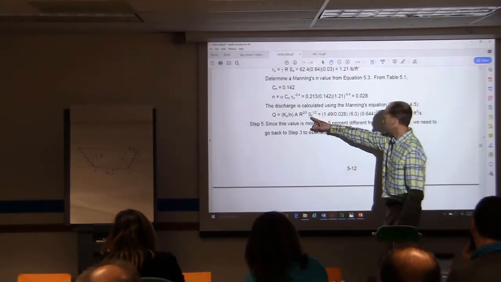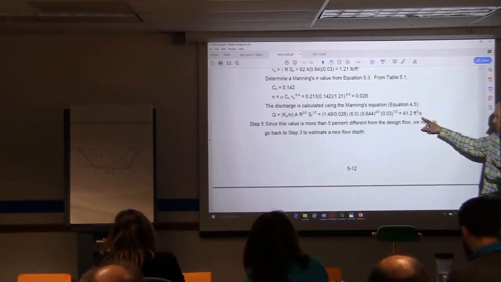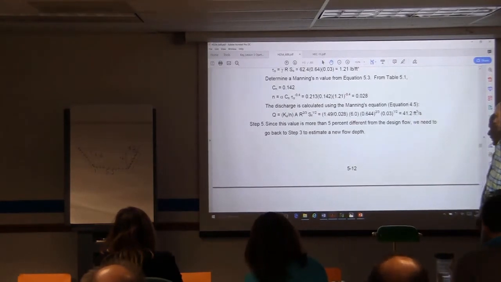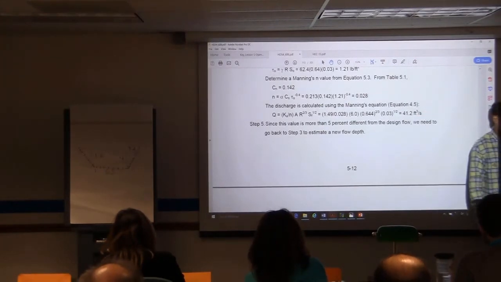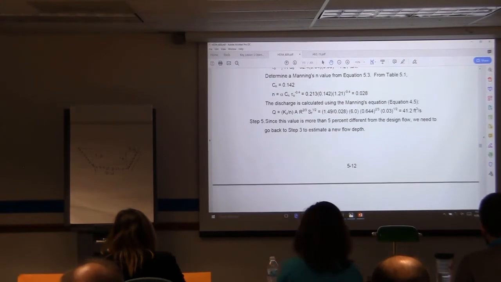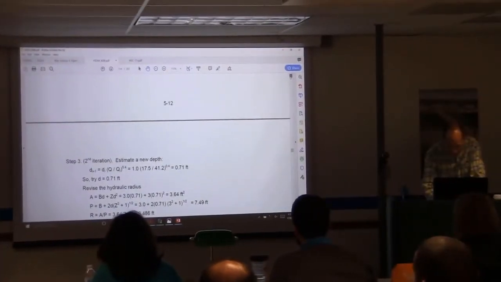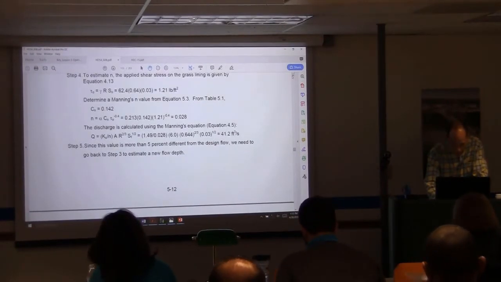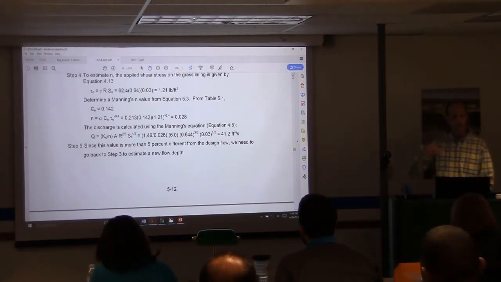And then we go through and calculate our Q, which we had to guess at because we guessed a flow depth, and we come up with 41.2 cubic feet per second. So this was based on our guess of water depth, and we need to compare that with the design flow. I don't remember what our design flow was. Could you say that a little louder? 17. So we see that what we guessed at is way too large, and so we have to iterate again.